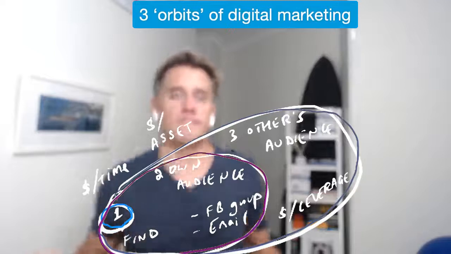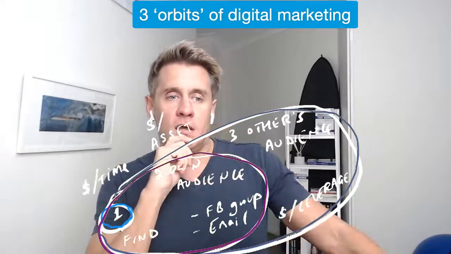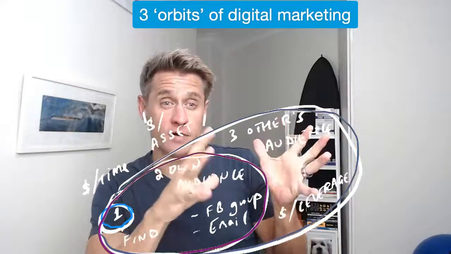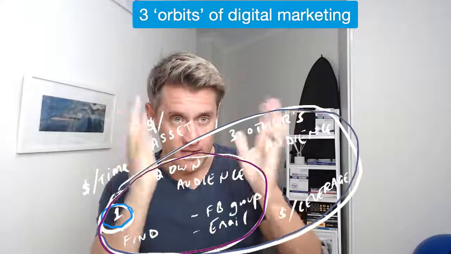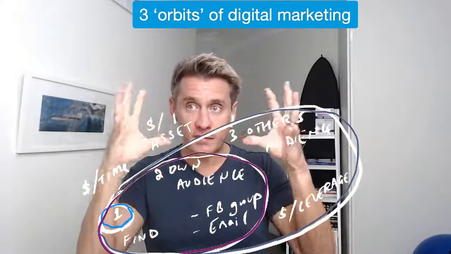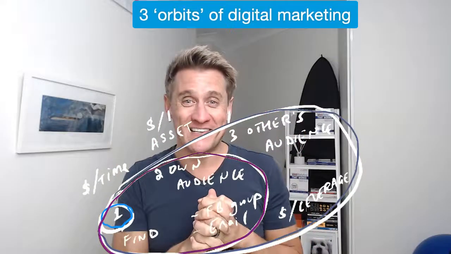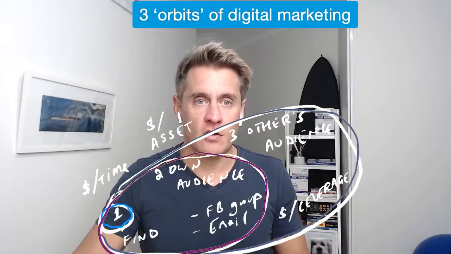So there you have it. I know that's getting a little bit messy. Orbit 1, find your audience, make money from the time you put in. Orbit 2, you built the asset, an email list or a Facebook group. You're making money from that asset that you've built. And orbit 3, you're making money from other people's asset, which means you've got a lot of leverage there as well.